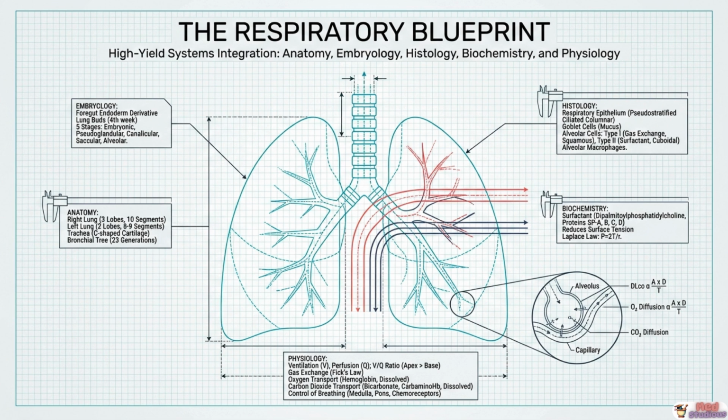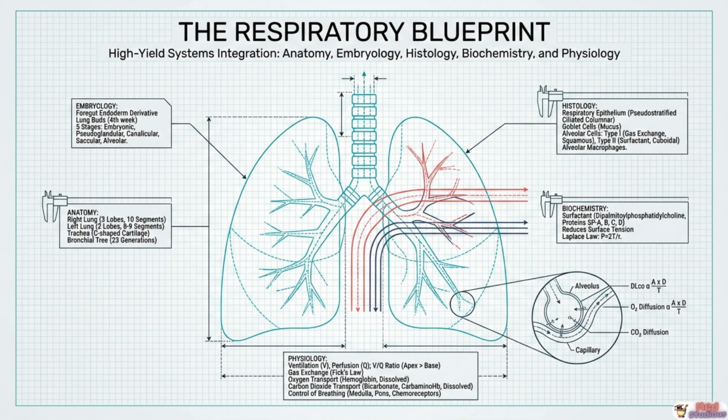Welcome to the Complete Respiratory Blueprint, a high-yield systems integration covering anatomy, embryology, histology, biochemistry, and physiology in one unified framework. The respiratory system is built on 5 interlocking foundations. Anatomically, the right lung has 3 lobes and 10 bronchopulmonary segments, while the left lung has 2 lobes and 8 to 9 segments, with the trachea supported by C-shaped cartilage and the bronchial tree branching across 23 generations.